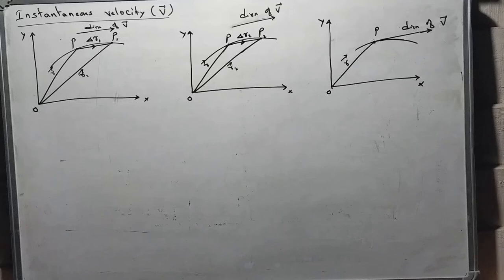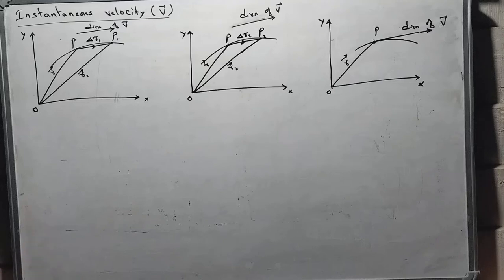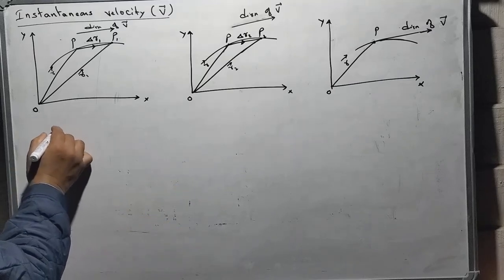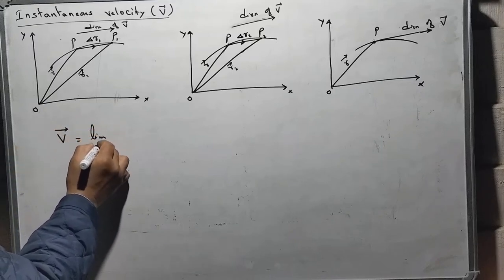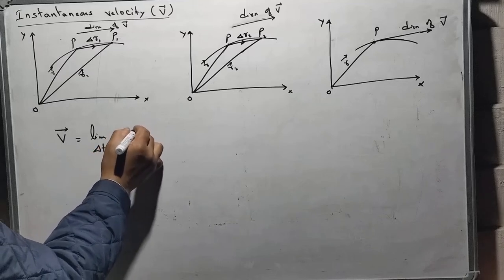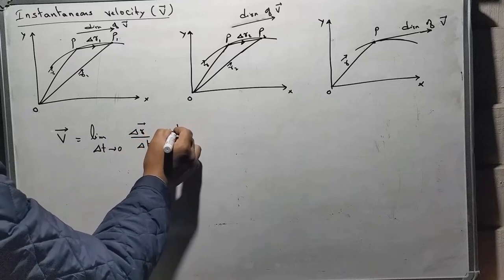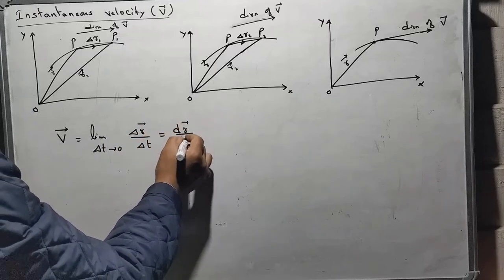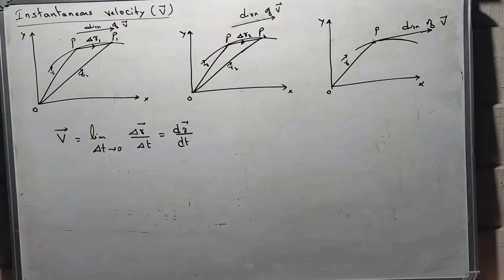Next is instantaneous velocity. You know, instantaneous velocity is defined as the limiting value of the average velocity when the time interval tends to 0. That is, the instantaneous velocity v arrow is equal to limit delta t tends to 0 of delta r upon delta t. And for this we write dr arrow upon dt. This is the mathematical expression of instantaneous velocity.